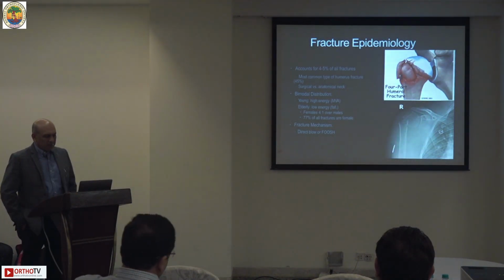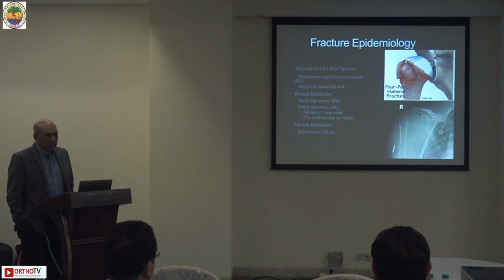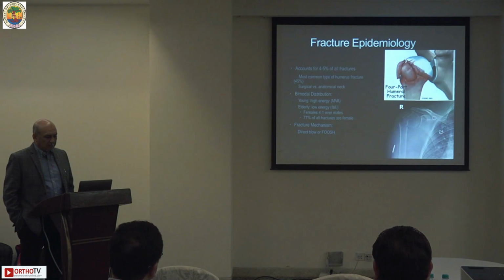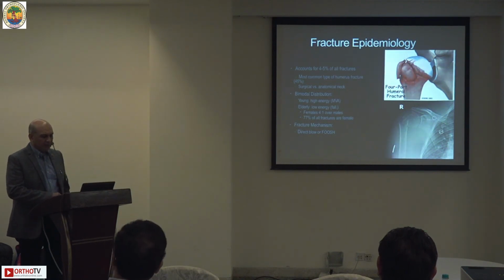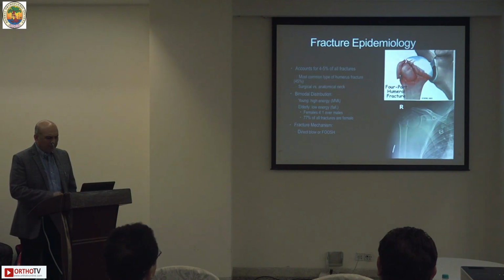It's quite a common type of fracture, accounting for 4 to 5% of all fractures, proximal humeral fractures. In young people, it is a high energy fracture. However, in the elderly, it can be a low energy fracture as well. The fracture mechanism is commonly a fall on an outstretched hand.